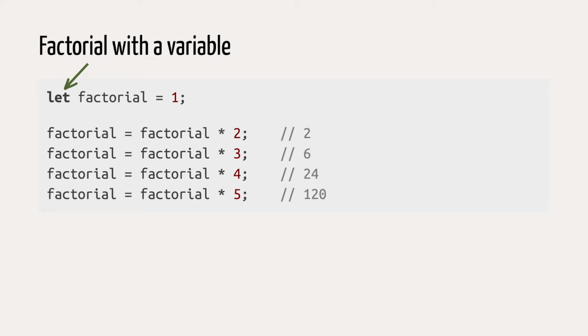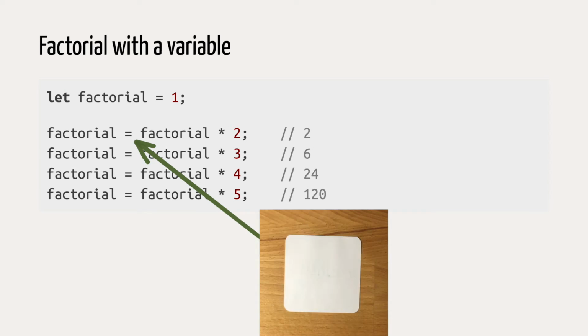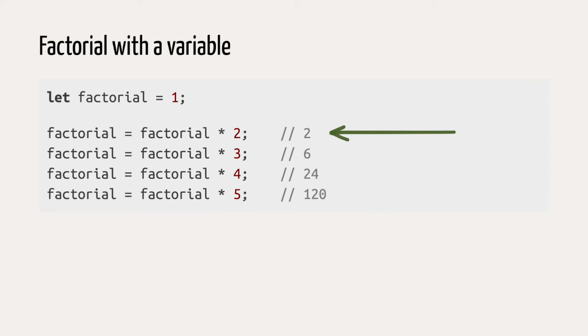We let it be a thing, and this is not forever. Next, we change the value of factorial. We wouldn't have done this if factorial was a constant. This line means make the factorial be whatever factorial times 2 is. So JavaScript multiplies factorial by 2 and stores this result in the factorial variable. Before, factorial was 1, and now it is 2.